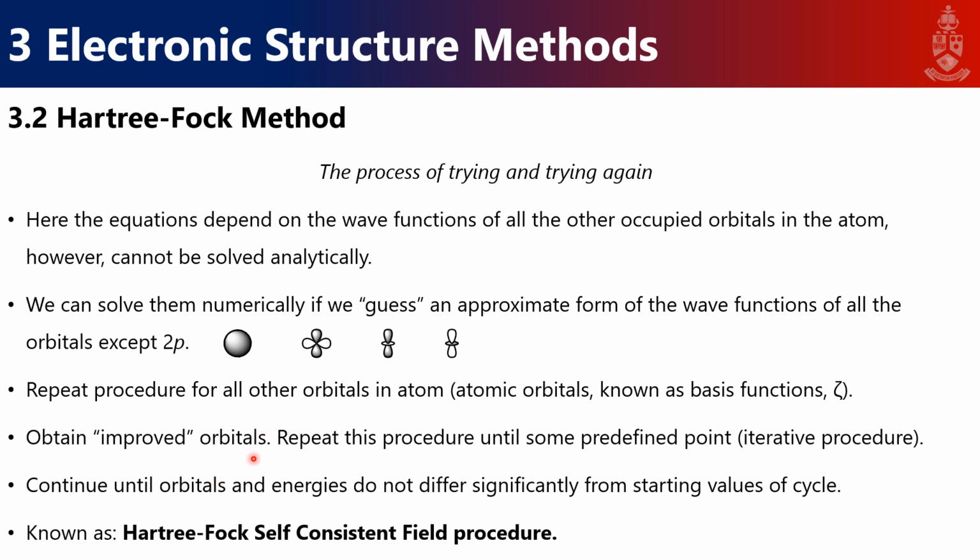So once you've mixed them, so you've summed together your different atomic orbitals, you get an improved orbital. And then basically what you continue to do is, once you've summed all of them, you sum them again and you calculate the energy. Then you sum them again and you calculate the energy. And you sum them again and you calculate the energy. So that is the iterative process, and this is called the Hartree-Fock self-consistent field procedure.